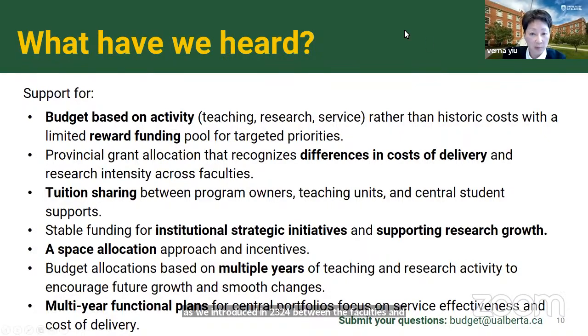Support to establish more stable funding sources for strategic initiatives and research growth, with a preference for these to be combined into one university fund that's going to be simple to use. A space allocation approach that will incentivize units to meet space usage targets and optimize space utilization. Support to use 5 years of data on teaching and research activity to smooth out allocations over time, and support for the central university units to produce multi-year functional plans that articulate service delivery priorities and investment needs.